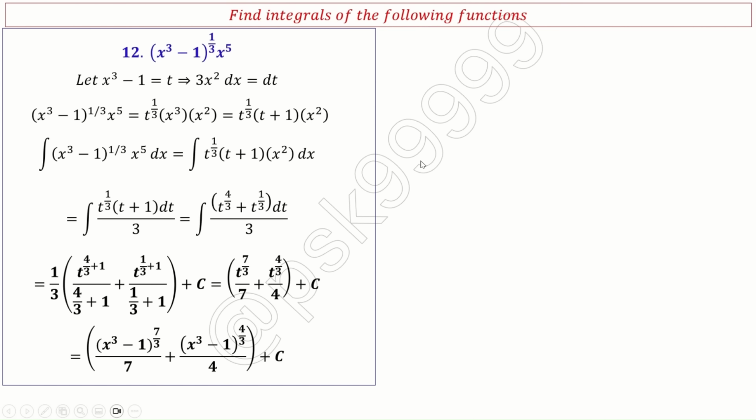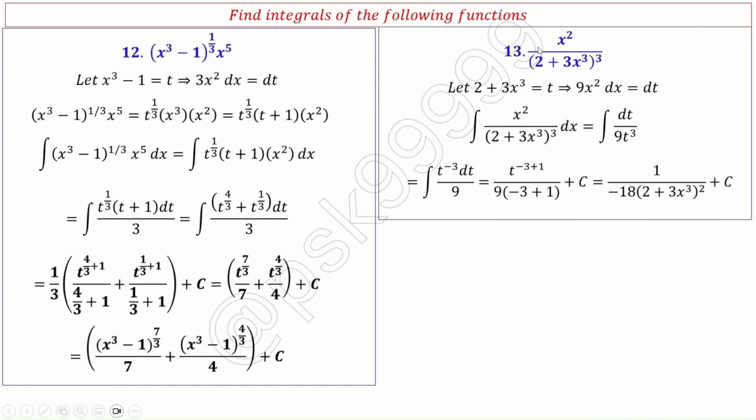Okay, next. X square divided by 2 plus 3x cube whole cube. Okay, now I'll take the x cube term is there, x square is here. So if I take this as t, then x square dx will go into the dt, correct? So this one we have done before, so you can just look at it and do it yourself.